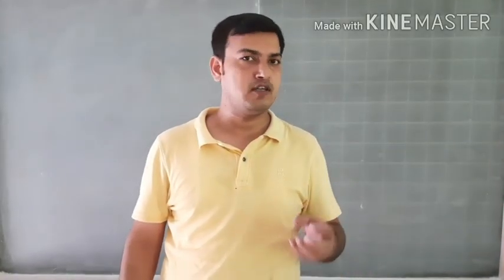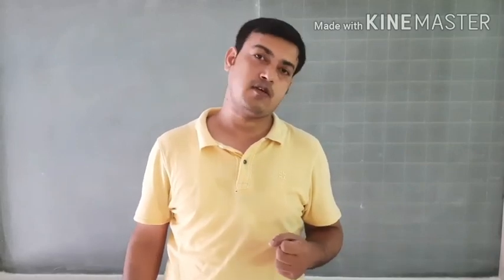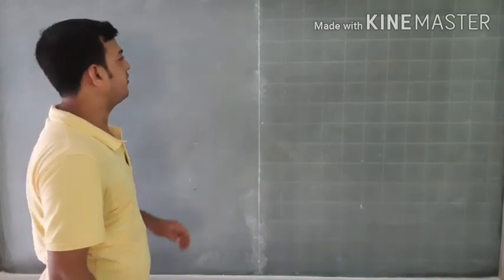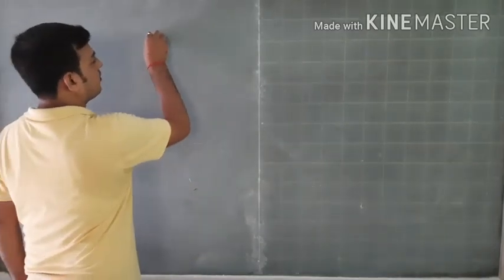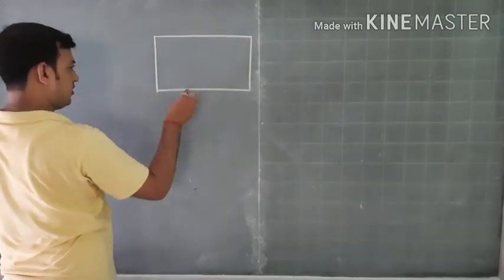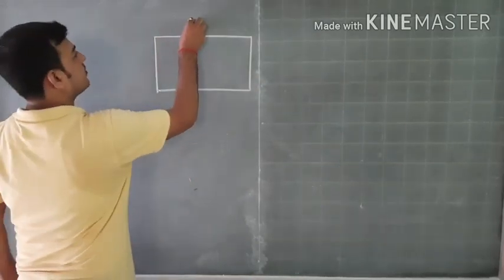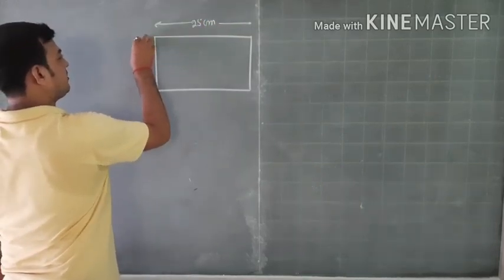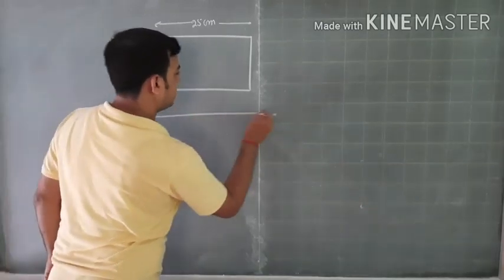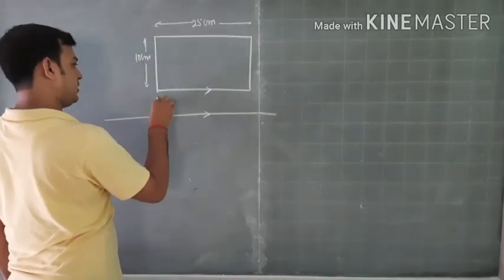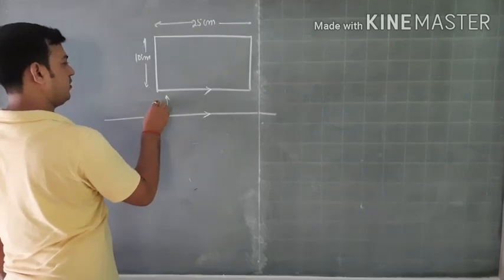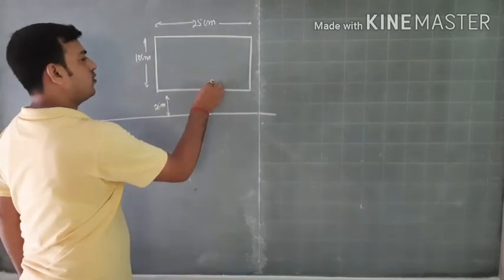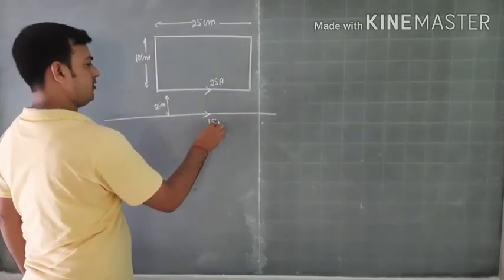Now we will solve our numerical problem based on this previous concept. As you can see, the question says that we have a rectangular loop of dimension 25 by 10. So this is 25 centimeter, this is 10 centimeter, and there is one more wire, and the separation of this loop from the wire is 2 centimeter, and the currents are 25 ampere and 15 ampere.